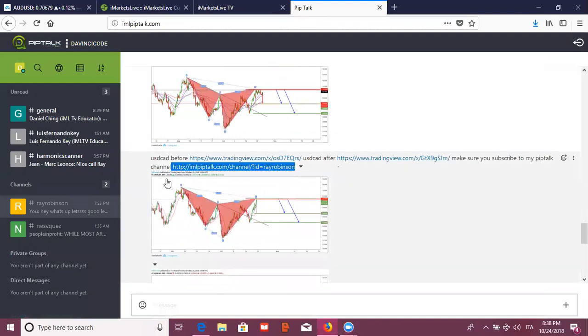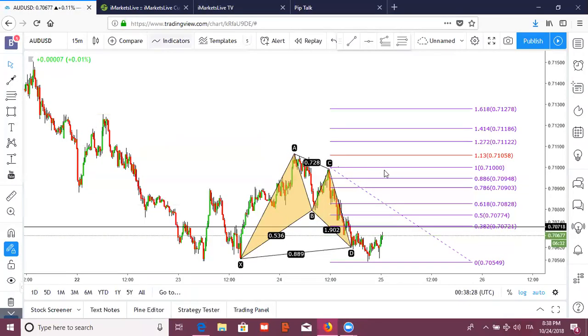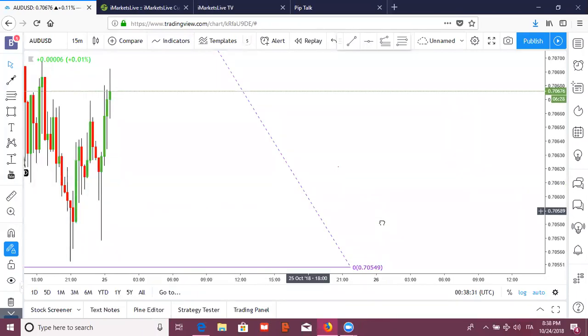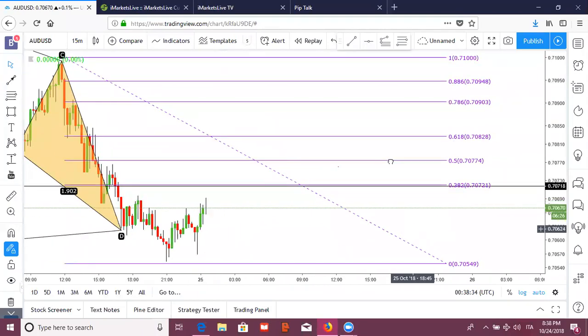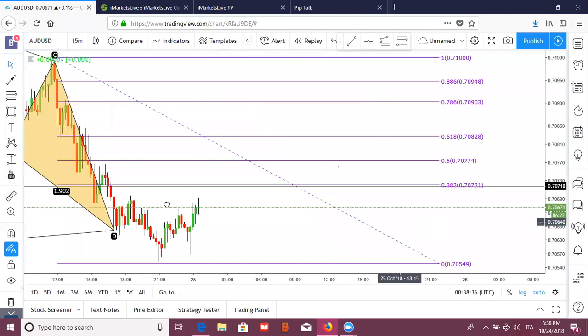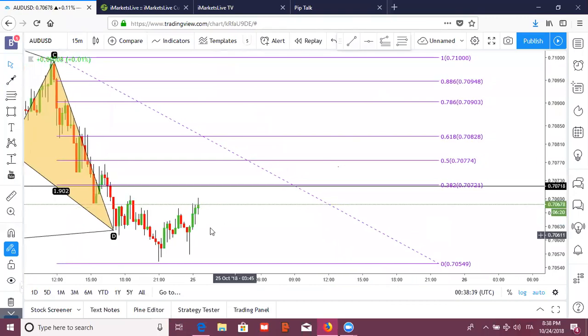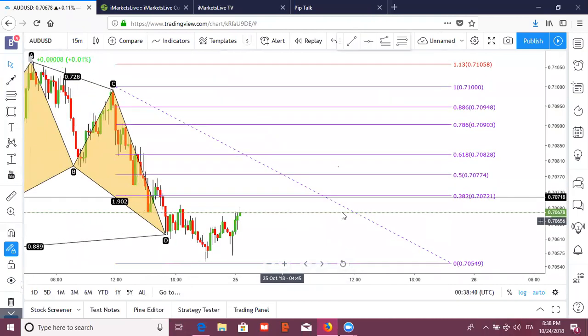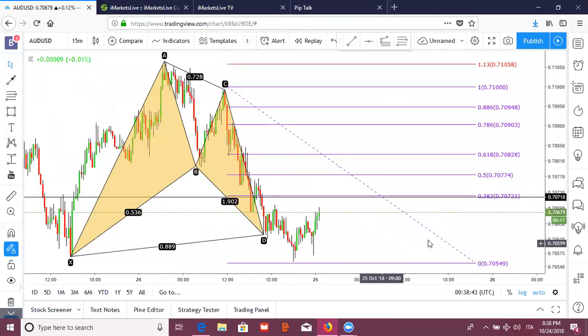If you post a photo, make sure it's the entire screen. Some people send me a markup that looks like this, like a piece of the chart. Yo, check out this harmonic. No, I can't see that. Show me, zoom out, show me everything. I want to see what you're working with.